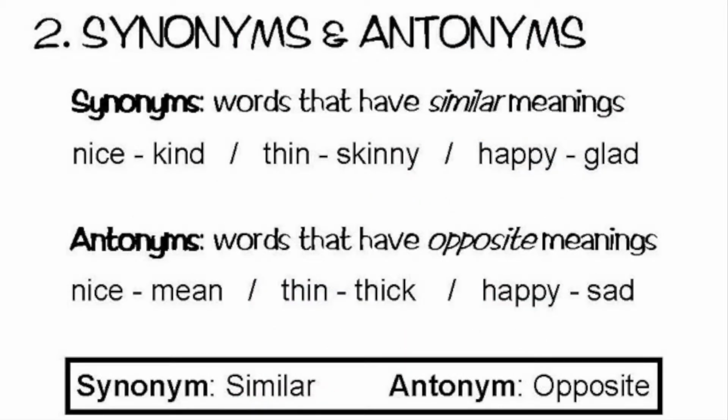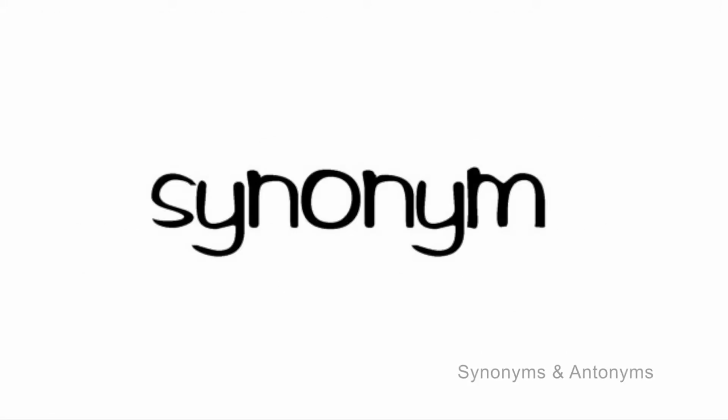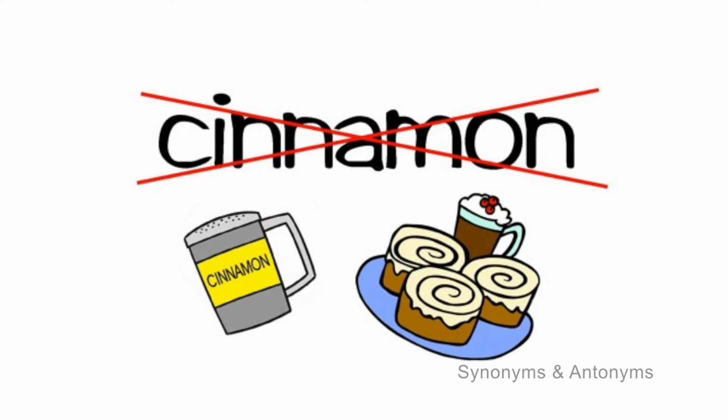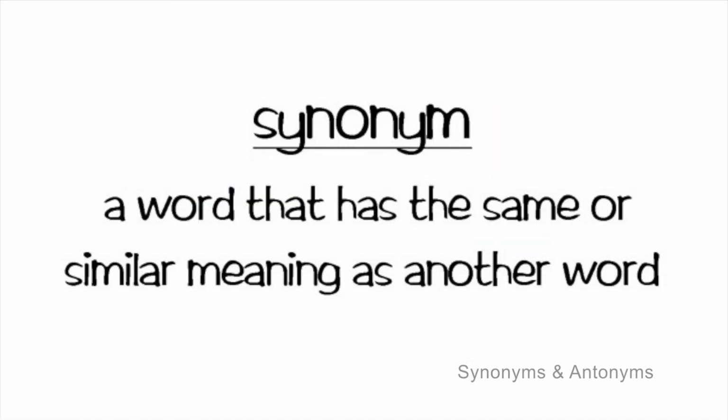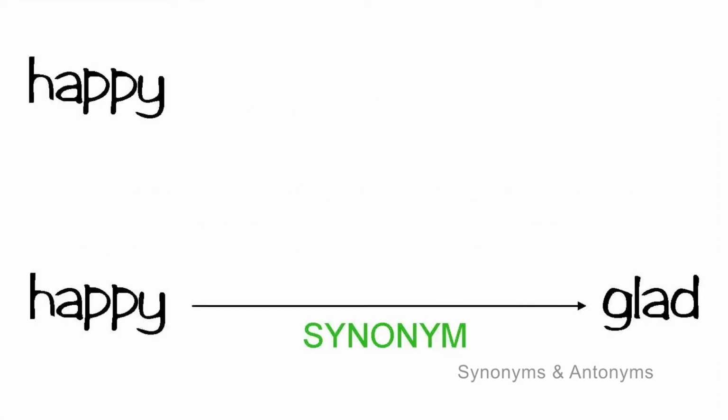Okay, so let's move on to our next topic, which is synonyms and antonyms. Let's start with the word synonym, which is not to be confused with the word cinnamon, of course. But let's talk about the definition of synonym. It's a word or words, and they have the same or similar meaning as another word. So here we're given the word happy. Happy could also mean the same thing as glad, so these two words would be synonyms.